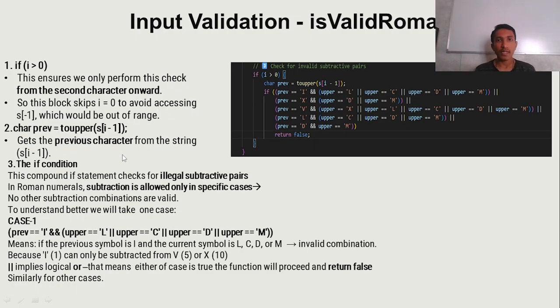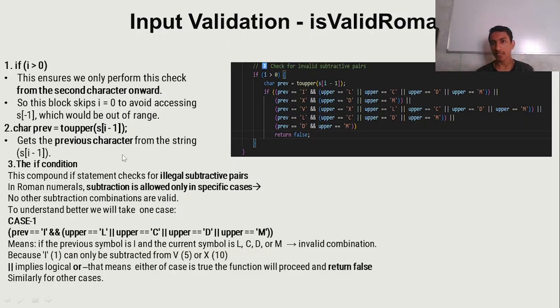Now we will check for invalid subtraction pairs. Again, i here is the index in the string. Why are we using i greater than 0? Because this ensures we only perform this check from the second character. This block skips i equals 0 to avoid accessing s[i-1], which would be out of range. Here we define a variable previous of data type char, which will store the previous character from the string, that is s[i-1].